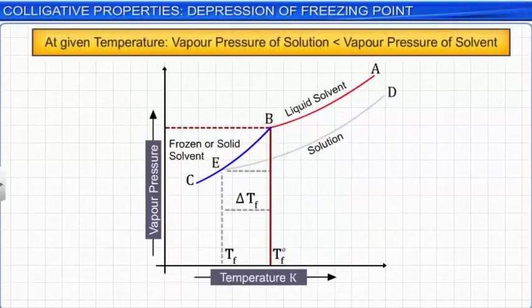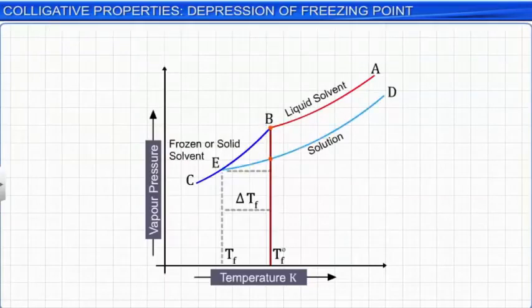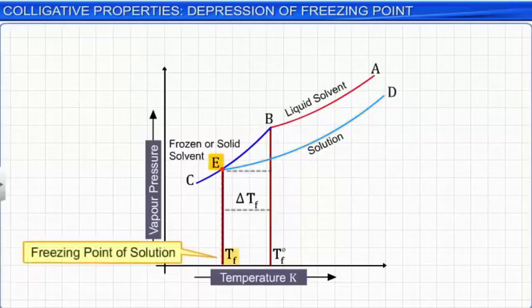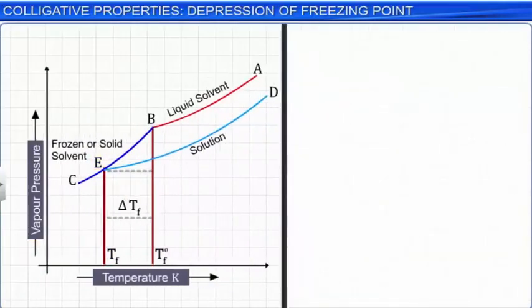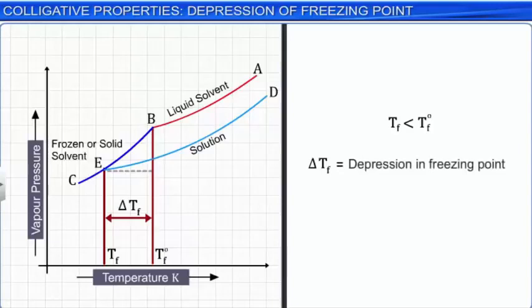Also, at any given temperature, the vapor pressure of the solution is less than that of the solvent, and curve DE for the solution lies below that of the solvent. Curve DE meets the pure solvent curve at E. Therefore, E represents the freezing point Tf of the solution. As can be seen, Tf is lower than Tf0. Therefore, the difference delta Tf is called the depression in freezing point and can be written as delta Tf is equal to Tf0 minus Tf.